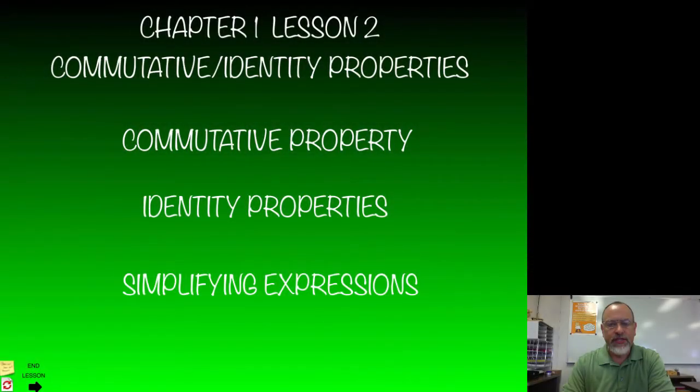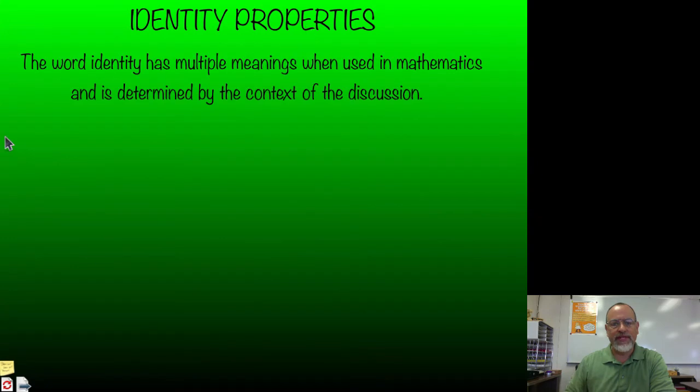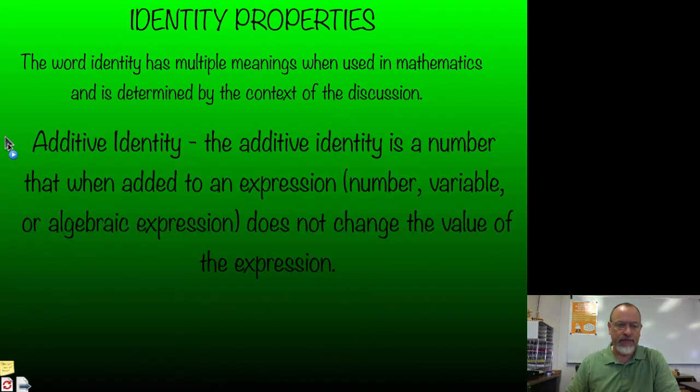Algebra Chapter 1, Lesson 2, and in this video we're going to look at what we call identity properties. Now, identity, that word is used multiple times in mathematics and can mean different things depending upon the context of what you're talking about. We're going to look at the identity properties, and there's one for addition and there's one for multiplication. And so we're going to look at the addition property, or the addition identity, first.